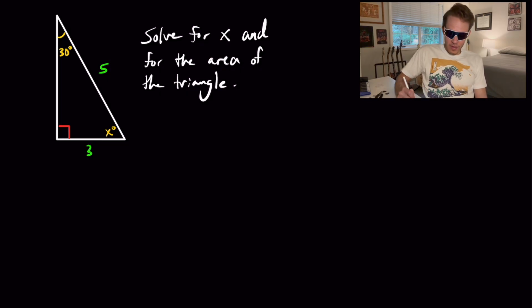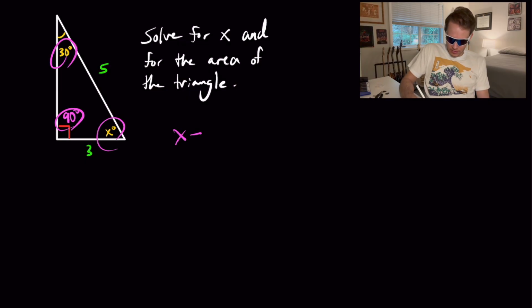and then for the area of the triangle. So this is going to be really easy, at least solving for x. We'll start there because we're given both of the other angles. I have 30, and then we know that that's 90, right? So if I add these 3 angles together, I'm going to get 180.